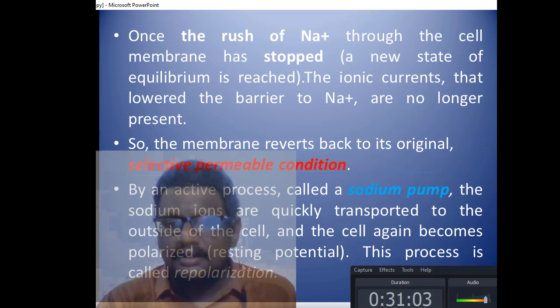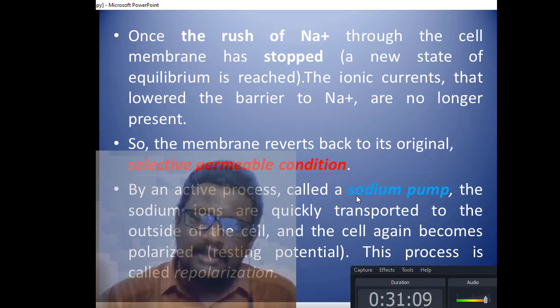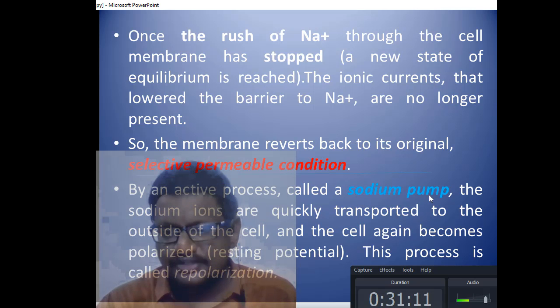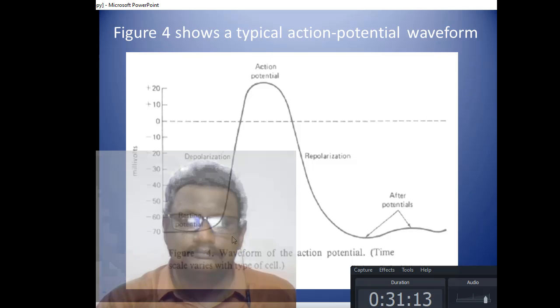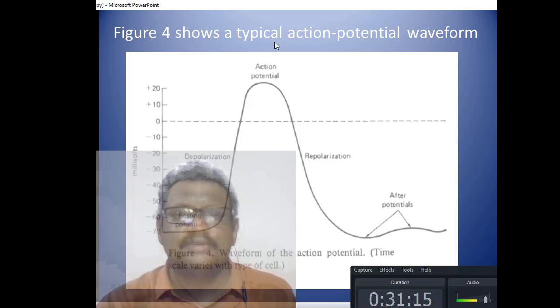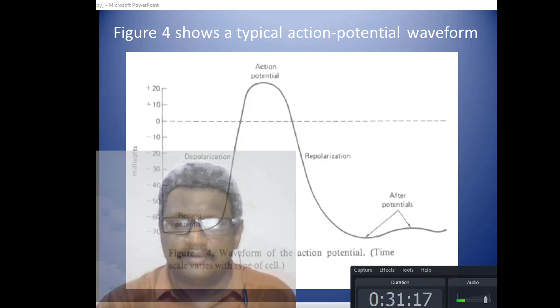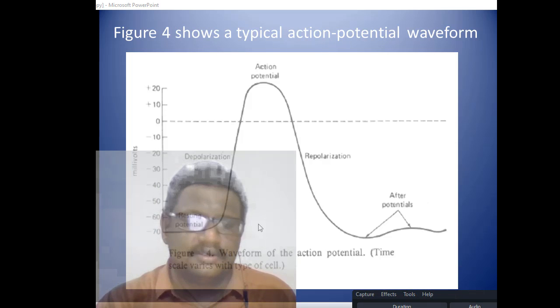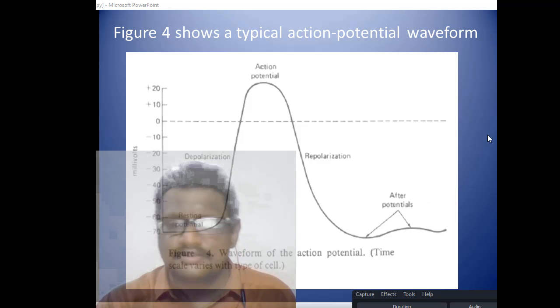Again, one important biological terminology: letting the sodium ions go outside is called the sodium potassium pump. This shows the typical action potential waveform of the resting and the action state. In the resting state it is minus 70 millivolts, in the action state it is plus 20 millivolts.